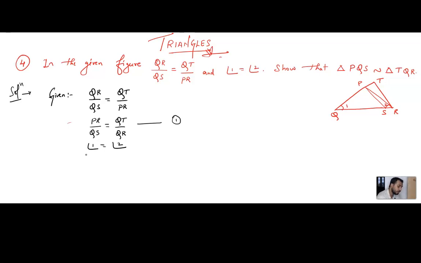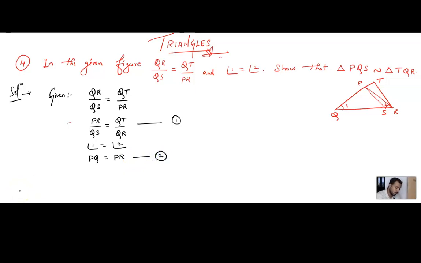What does it mean? It means that if we take triangle PQR, we can see that angle 1 and angle 2 both are equal. That means PQ is equal to PR. Shall we write, children? PQ is equal to PR because angle 1 is equal to angle 2. Opposite sides of the equal angles are equal. So PQ is equal to PR. Let me write this as equation number 2.